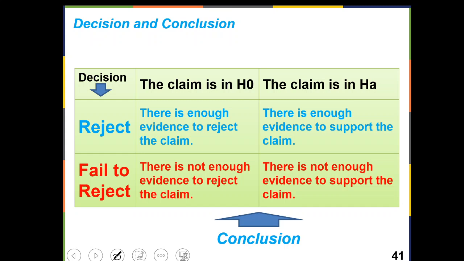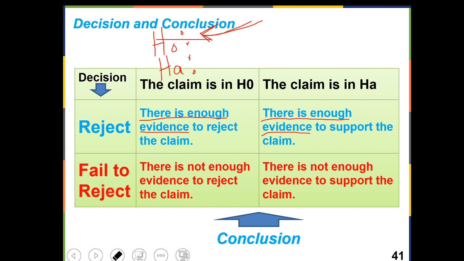Now, how do we make the decision? Well, once we know whether we reject or fail to reject, we're going to have to write a statement. This statement has to be about the claim. So if the claim is in the null hypothesis and you reject it, you say there is enough evidence to reject the claim. If you reject, you always say there is enough evidence.